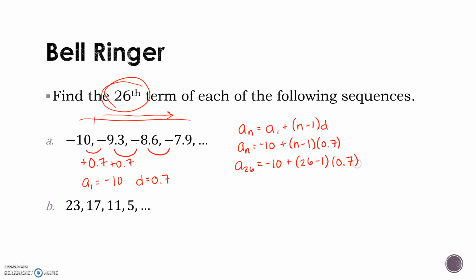If I do a little bit of math here, 26 minus 1 is 25. 25 times 0.7 is going to be 17.5. So we're going to have negative 10 plus 17.5, and that's going to give us that A sub 26 is equal to 7.5.